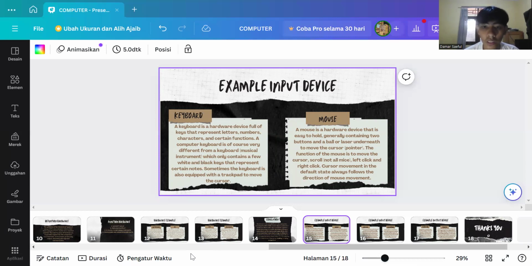Mouse. A mouse is a hardware device that is easy to hold, generally containing two buttons and a ball or laser underneath to move the cursor. The function of the mouse is to move the cursor, scroll, left click, and right click. Cursor movement in the default state always follows the direction of mouse movement.